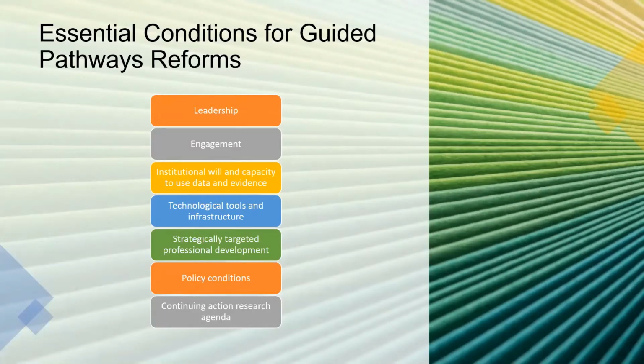Technological tools and infrastructure appropriate to support student progress through guided pathways. Commitment to the level of strategically targeted professional development that will be required to design and implement pathways at scale. Policy conditions established at the state, governing board, system, and institutional level that provide incentives, structures, and supports for pathway design and implementation at scale while removing barriers. A continuing action research agenda that examines the efficacy of guided pathways and develops practical knowledge and tools to support effective implementation at scale.